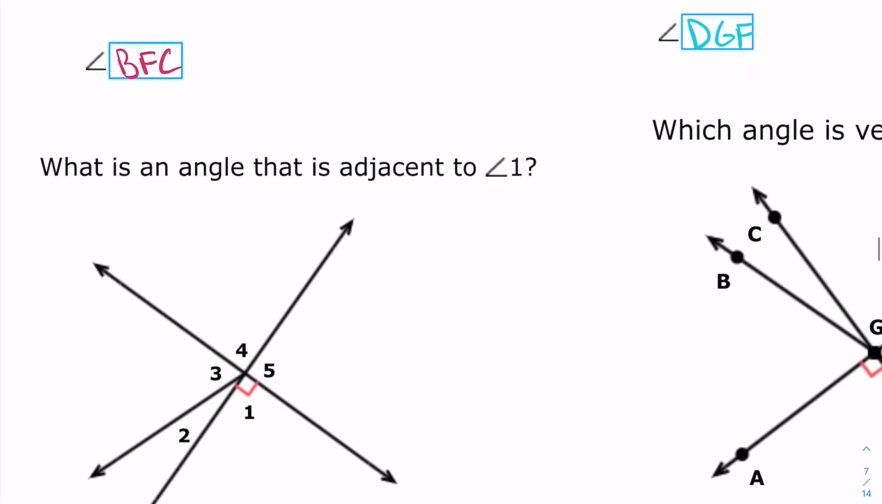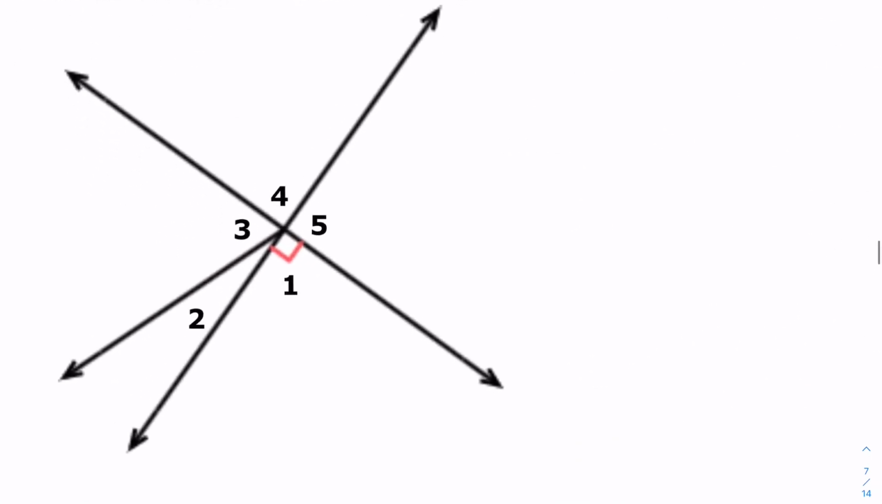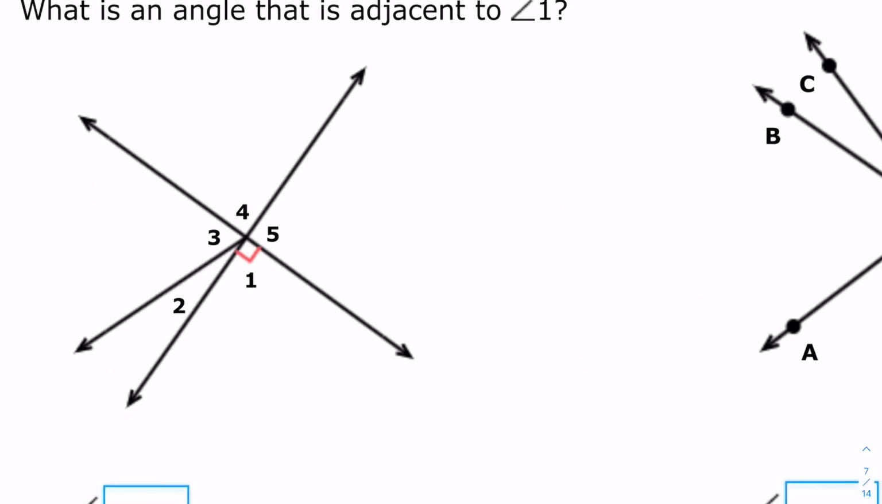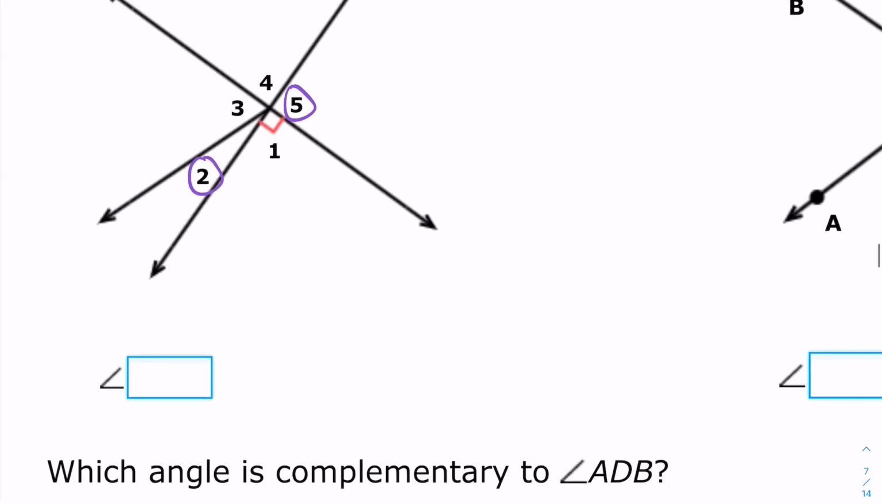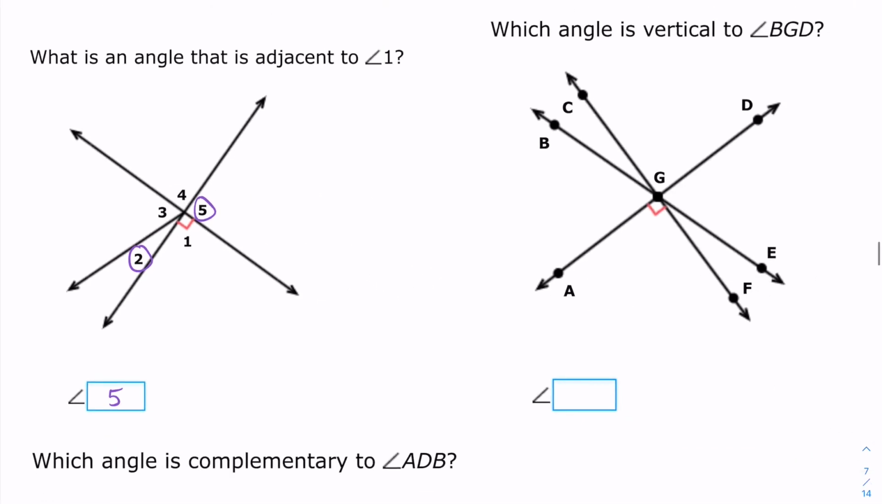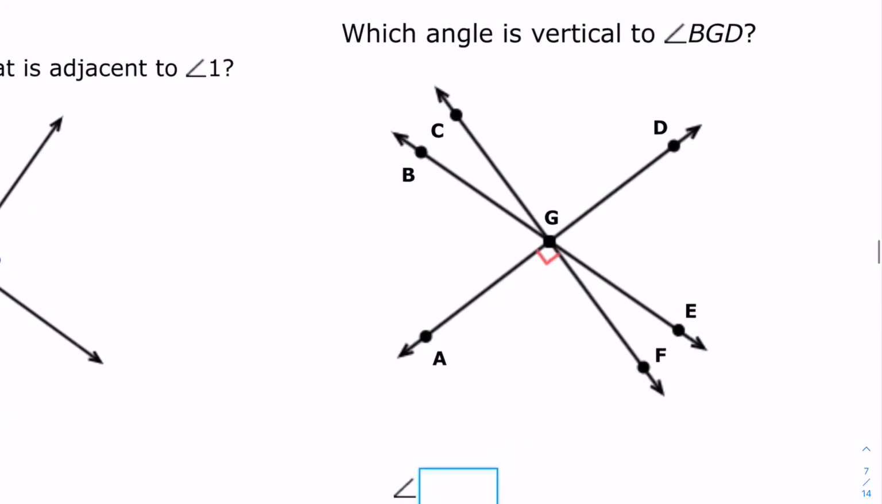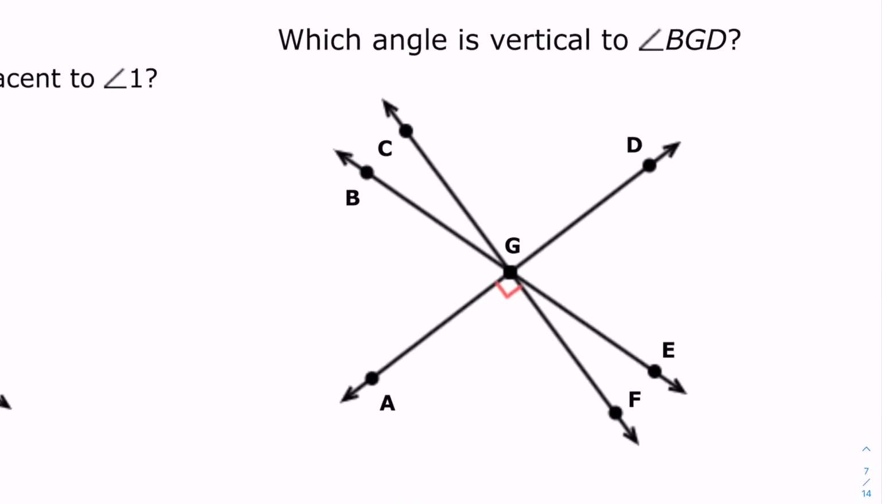All right, what is an angle that is adjacent to 1? Well, the two that are adjacent to 1 are 2 and 5. So either one of these would work. I'll pick angle 5. Now, adjacent just means near. They share a common ray, which they both do, and a common vertex, which they both do. So which one's vertical now to BGD?